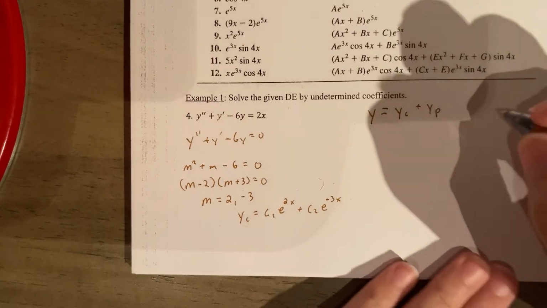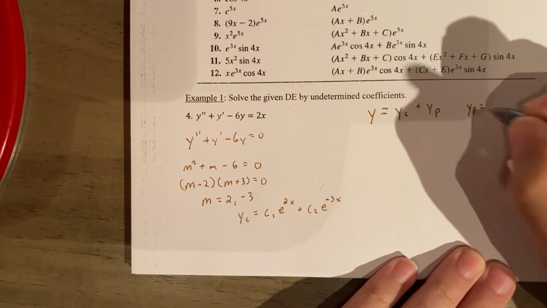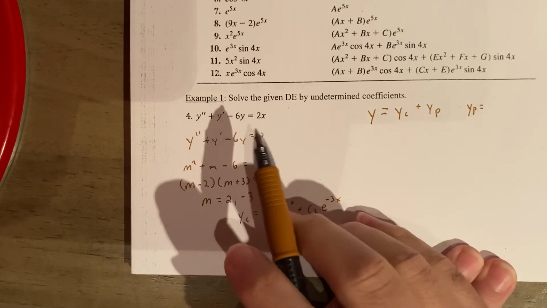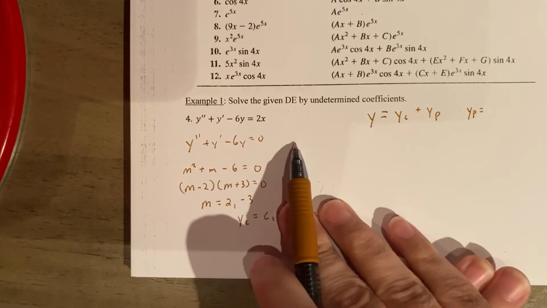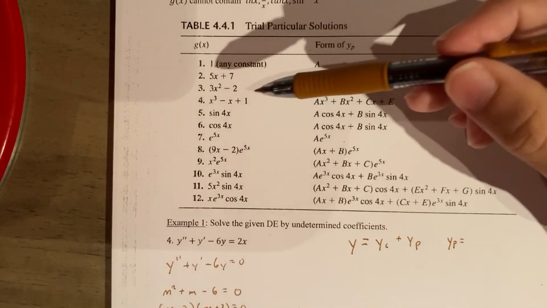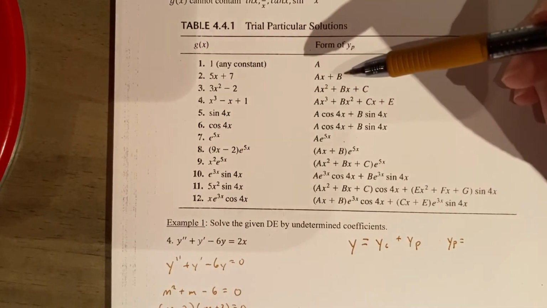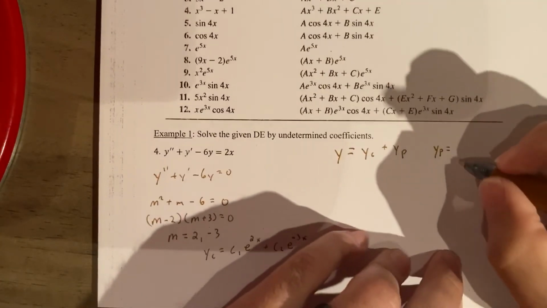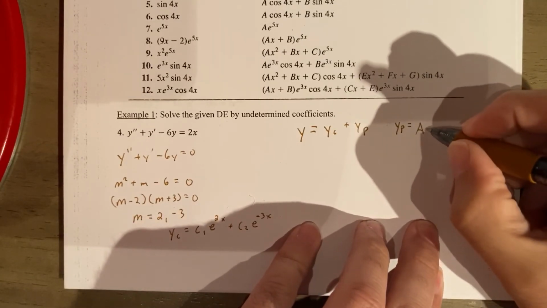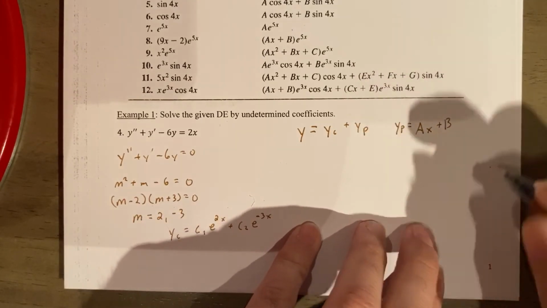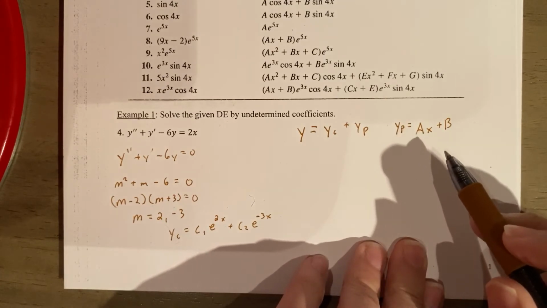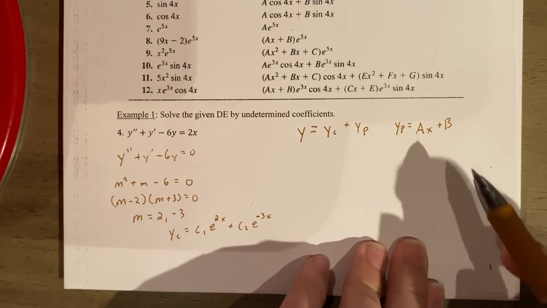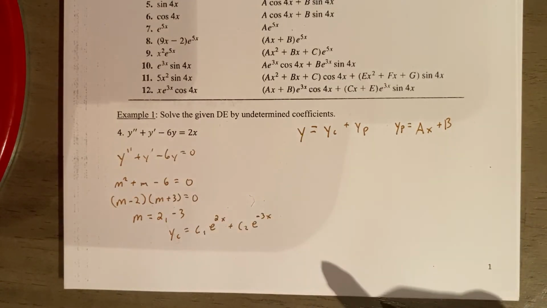Now, to find our particular, we look at what our g of x is. What is the other side? So it's 2x. So this is just a linear equation. So I'm going to go back up here, and I'm going to pick where it's 5x plus 7, so it's a first degree polynomial, and I'm going to set y sub p equal to ax plus b. And now we believe this to be a solution. To find out if this is a solution, I'm going to take the first derivative and the second derivative so I can plug this in to my differential equation.